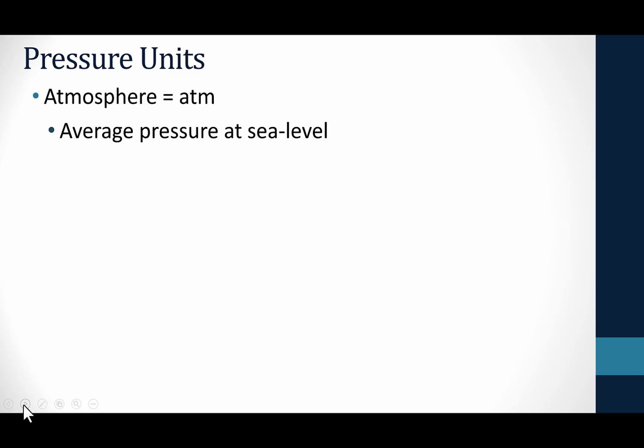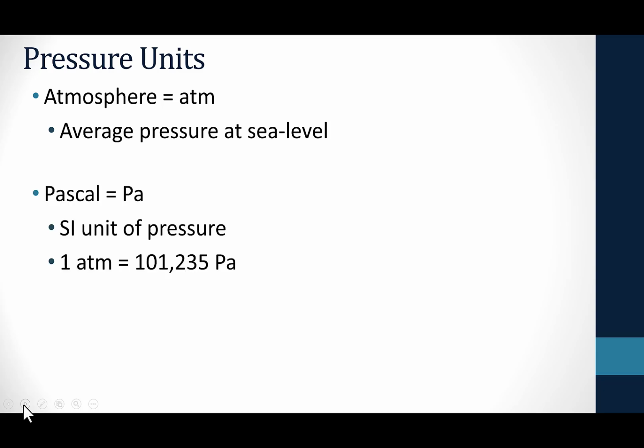Units for pressure. The unit that we're going to use the most this chapter is something called ATM, so atmospheres of pressure. This is going to be your average pressure at sea level. So here in Wilmington, we are essentially at sea level, right? So our pressure would be relatively 1 ATM.